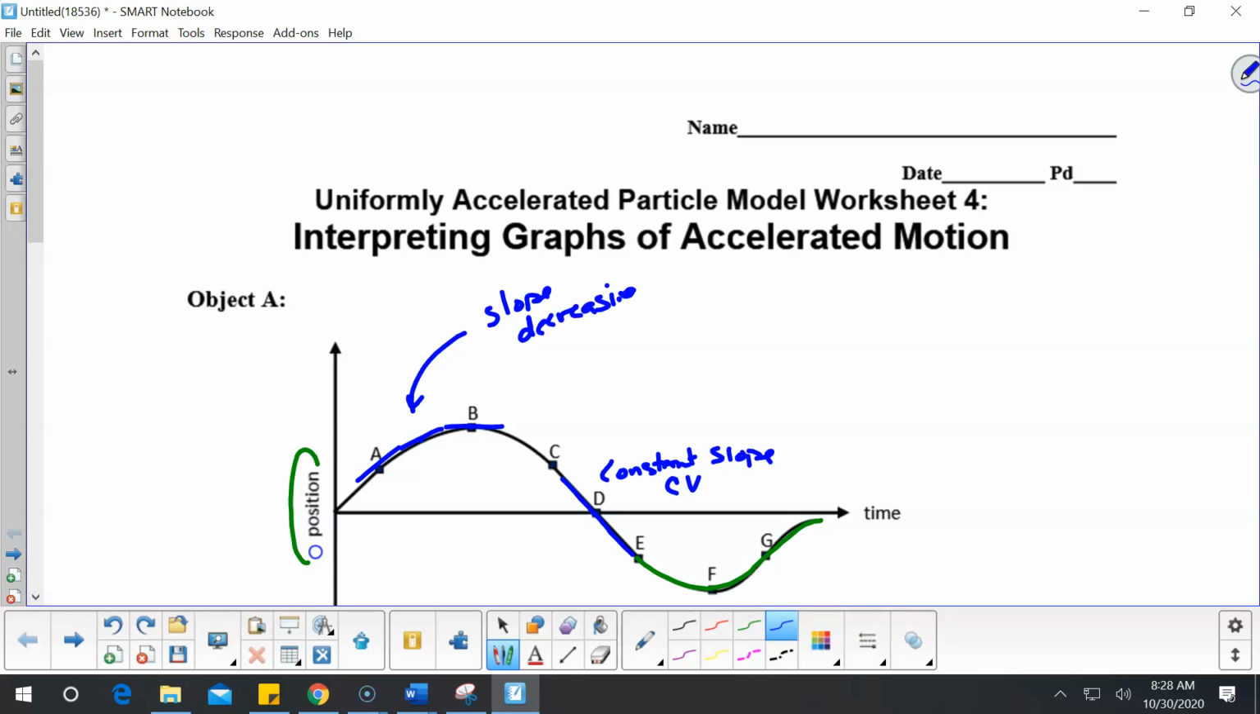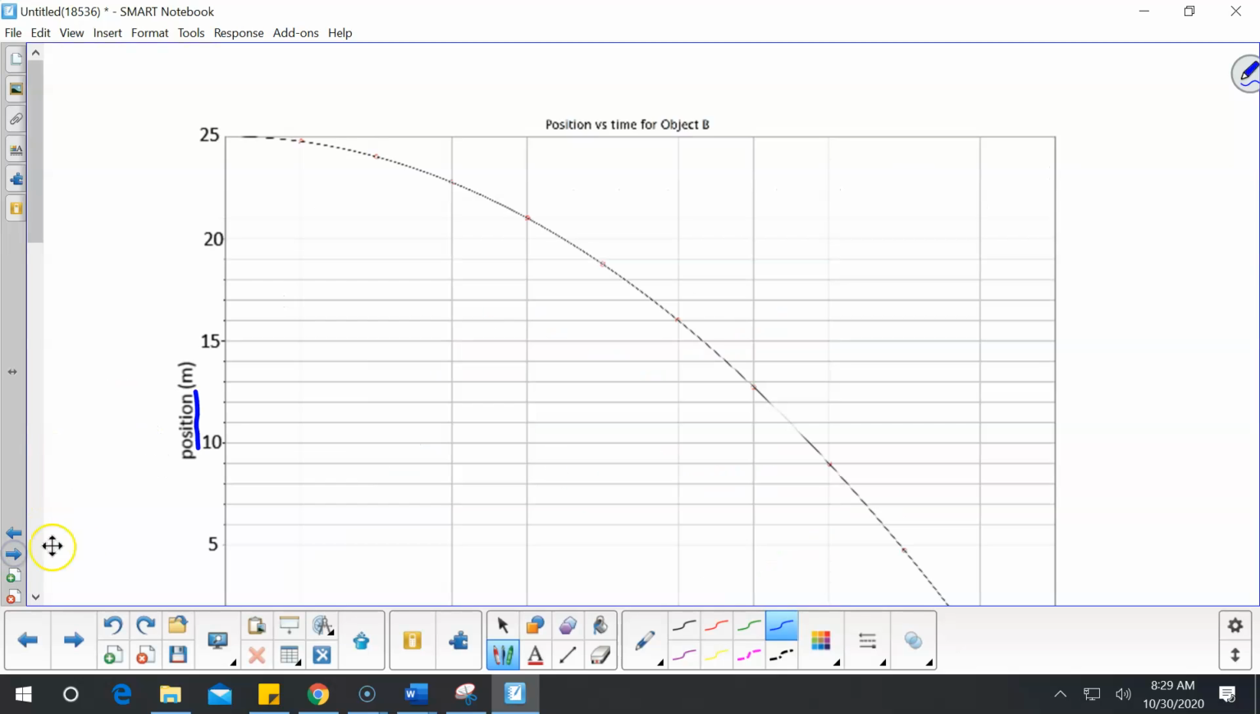Therefore, the object is slowing down. Now, I'm not going to go through all of this graph. I think you should be able to use those tangent lines and recognize what is happening at the different positions here, or segments that are marked A through G. So I want to go forward and look at the next question.